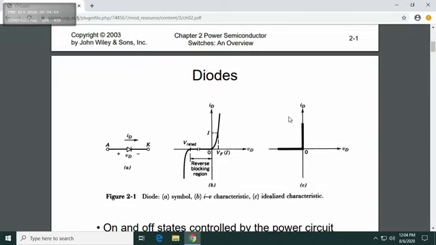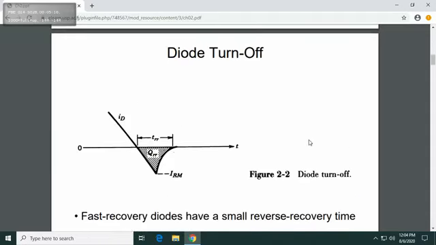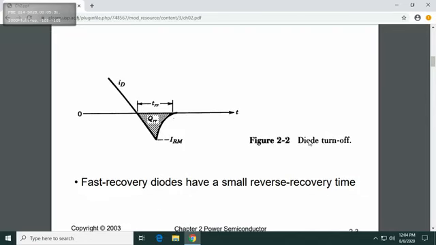Now some points for you to note down. At turn off, the diode current reverses for a reverse recovery time, TRR, before falling to 0. So once you have supplied a voltage through the diode, it does not immediately come back to 0. If you are using it as a switch, it does not immediately come back to 0. It needs a time, reverse recovery time.